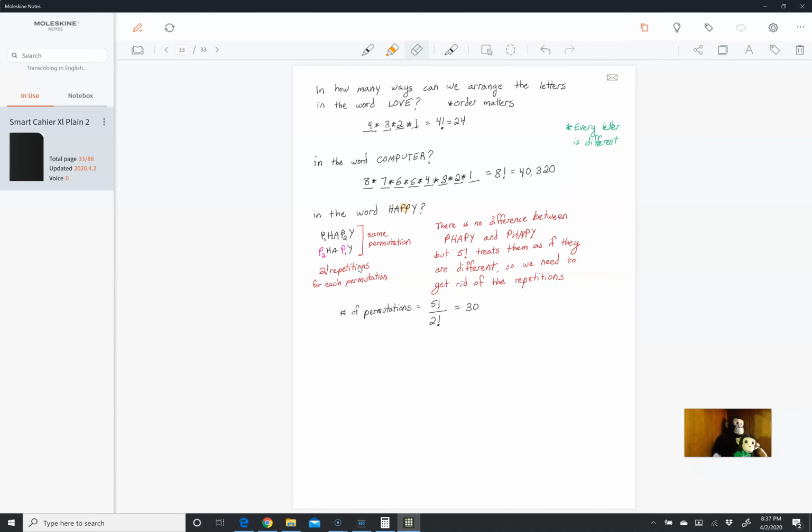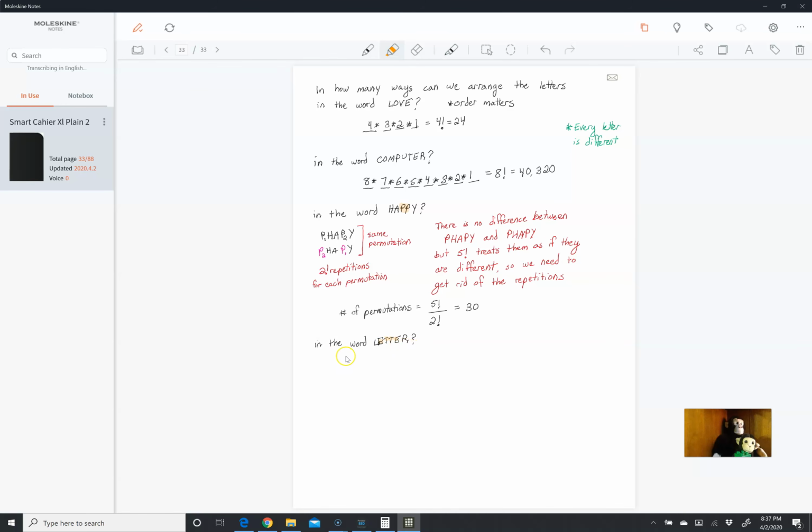Let's do the same thing with a different word. Let's say in the word letter. So now we have something new because now we don't just have 2 T's. We also have 2 E's. But we can't divide by 4 factorial, right? Because we could have like T1 and T2. But then we also have E1 and E2.